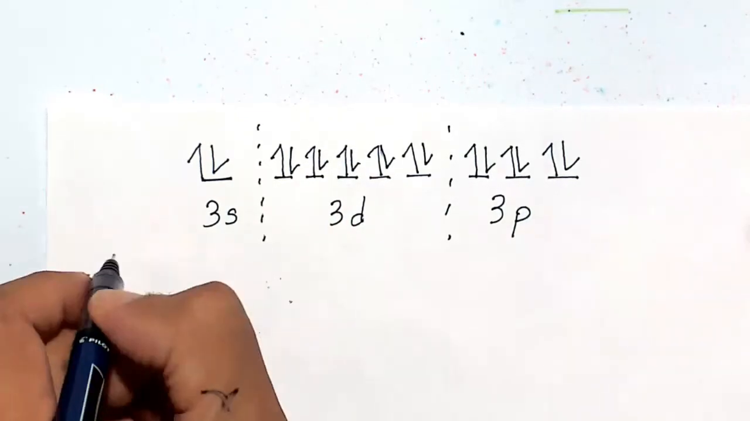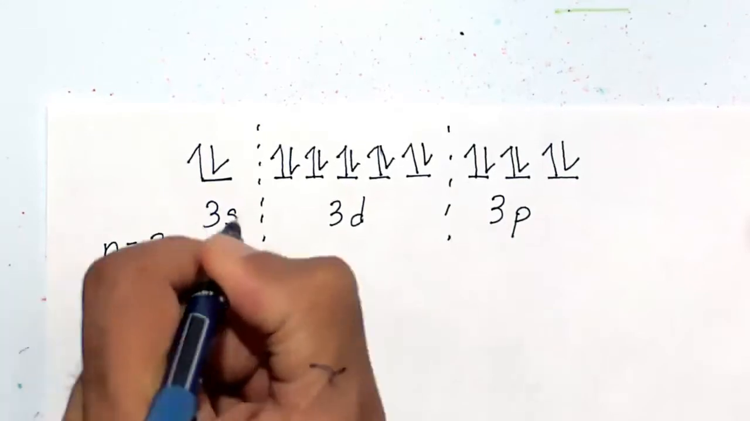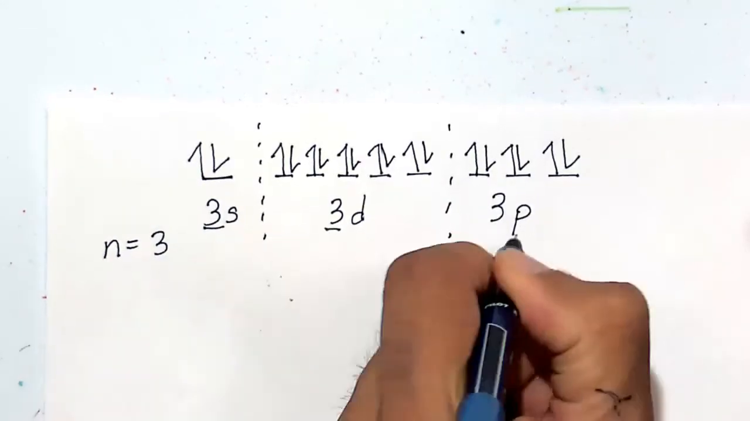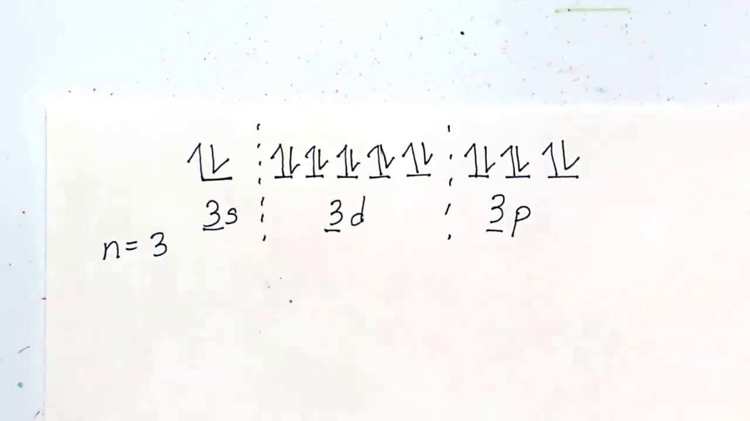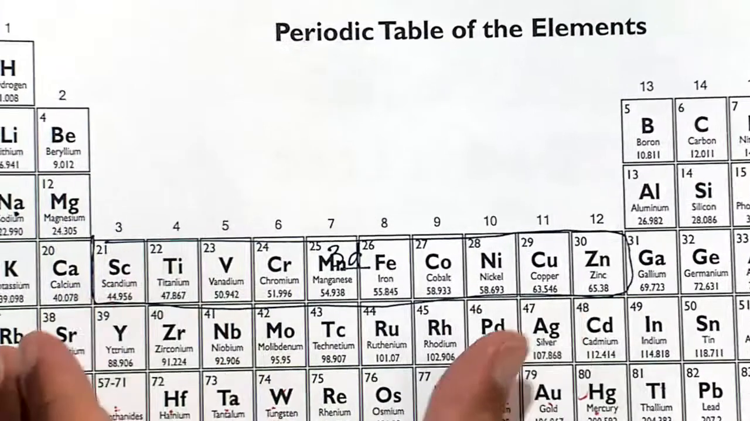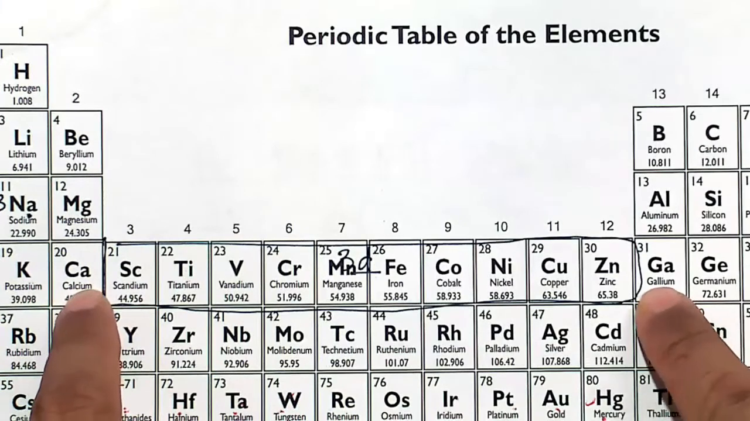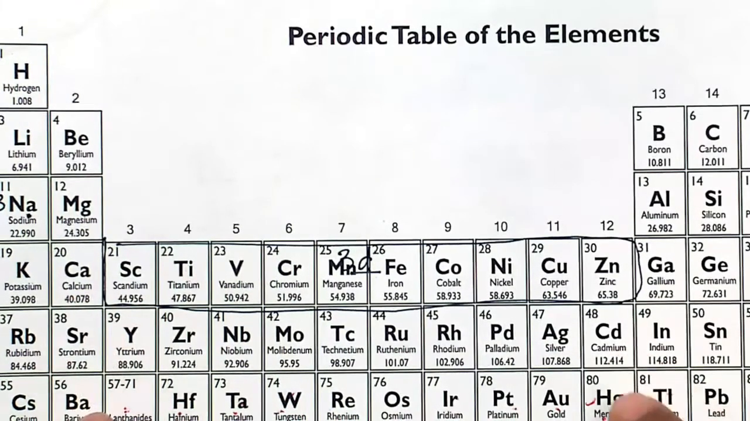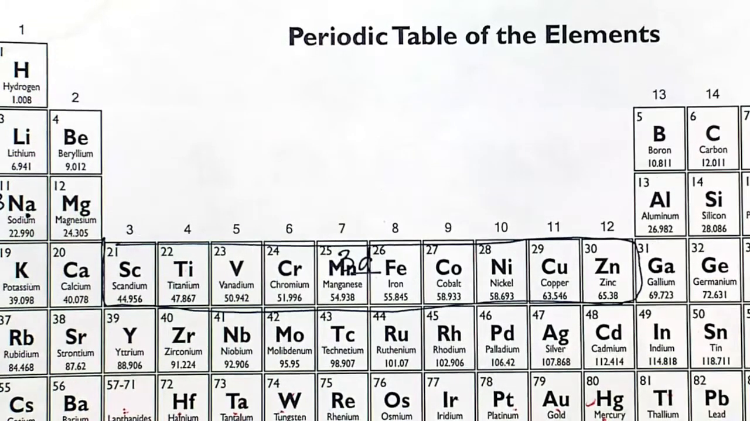So we already know what n is. That's going to be 3 because this is a 3s orbital, 3d orbital, and 3p orbital. The 3d, once again, just to remind ourselves, are the transition metals. So this would be the 3d block. This would be the 4d block, and then 5d block, so on and so forth.